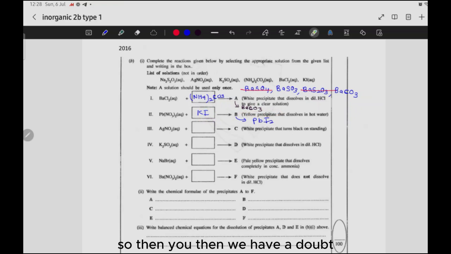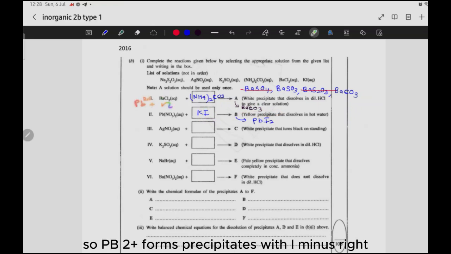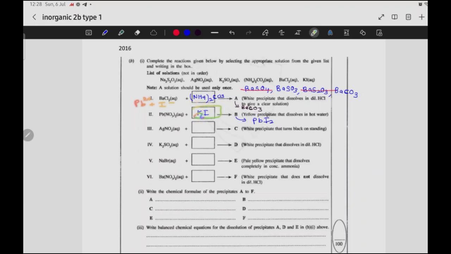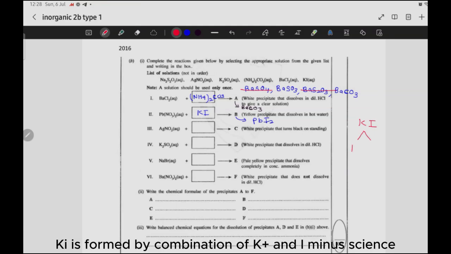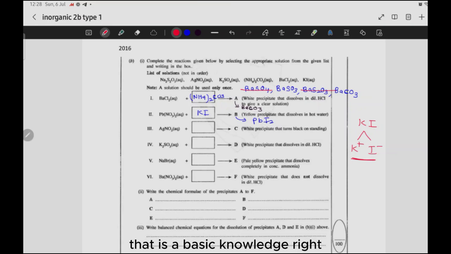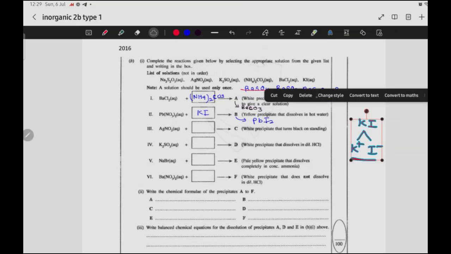So then you have a doubt, sir, Pb2+ forms a precipitate with I-, not KI. You are not O-level students, right? KI contains I- ions, right? How is KI formed? Basically KI is formed by the combination of K+ and I- ions, right? So that is basic knowledge. So here definitely KI is the answer, right?